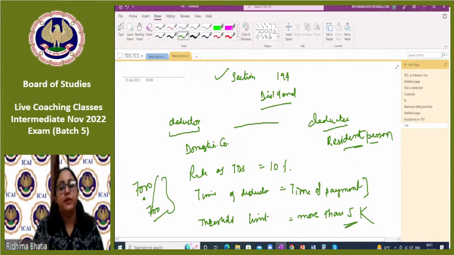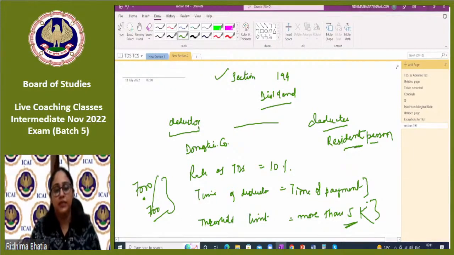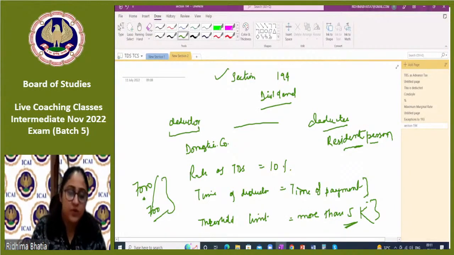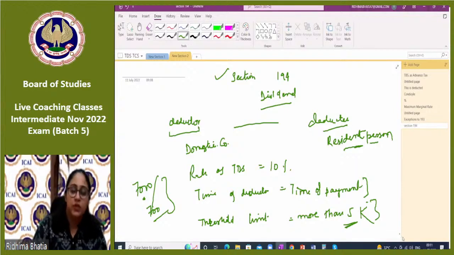But the triggering point is when it crosses 5,000. If it is exactly 5,000, there is no TDS on the dividend. Clear? And obviously the dividend has to be paid in any mode other than cash. Similarly, here also if the dividend is paid to LIC or GIC, no TDS would be deducted. That you can write in other points.